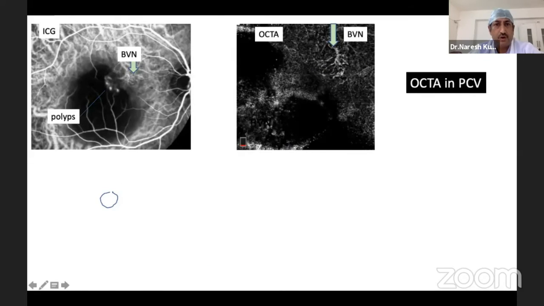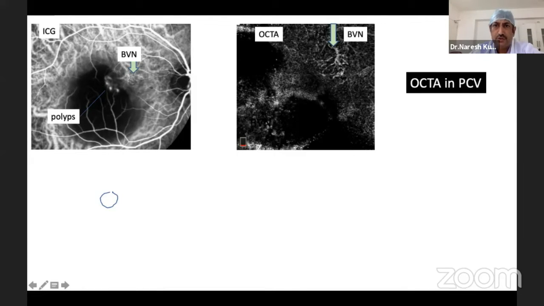Okay, and OCTA is also very useful in PCV. In PCV, there's an abnormal growth of vessels below the RPE, and at the end, you can get polyps. So ICG is very important for diagnosing PCV. Here you can see there's a BVN, and you can see the polyps very well.